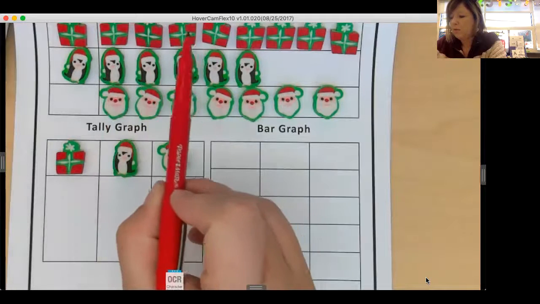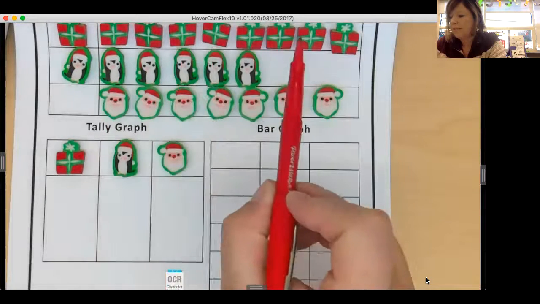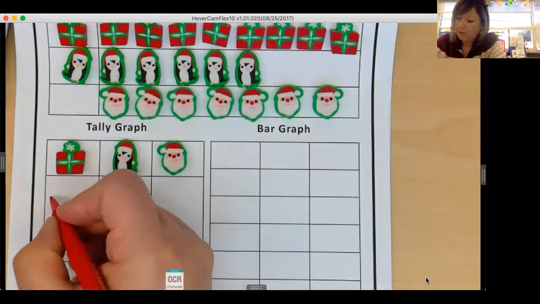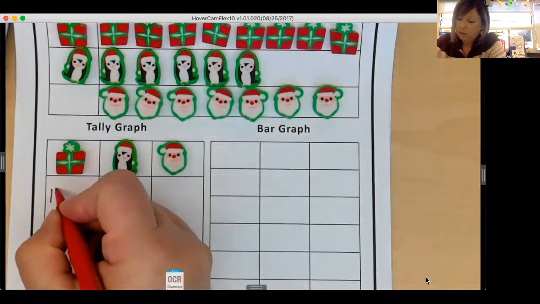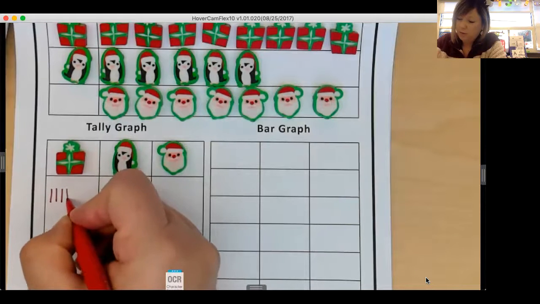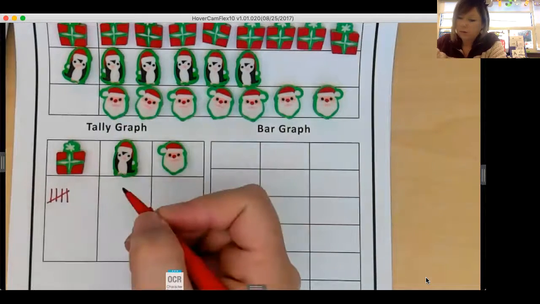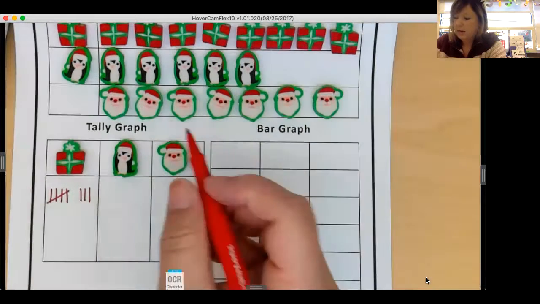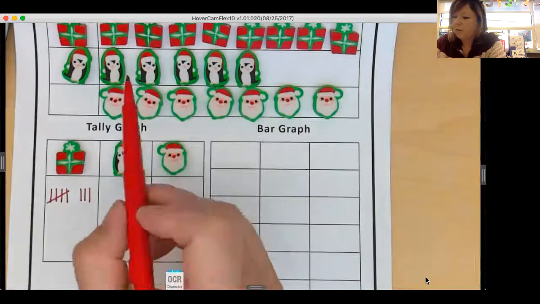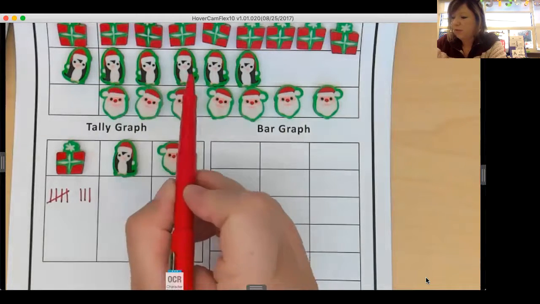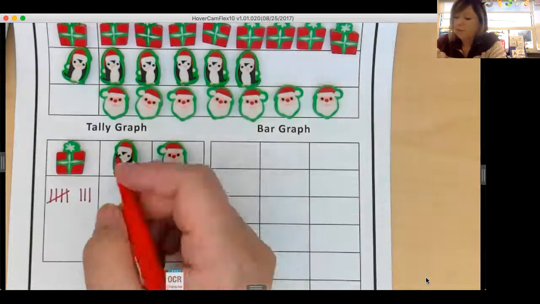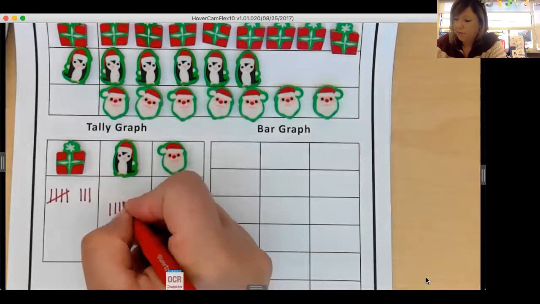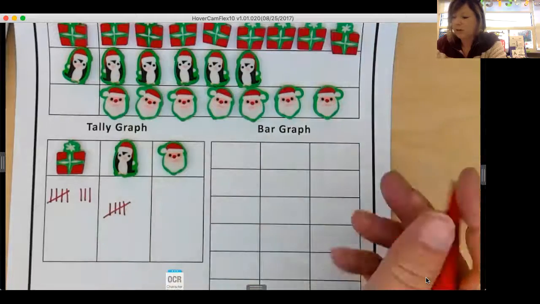1, 2, 3, 4, 5, 6, 7, 8. So we're going to do 8 tallies. Count with me. 1, 2, 3, 4, 5, closes the door, 6, 7, 8. All right, let's count how many penguins we have. 1, 2, 3, 4, 5. So we make 5 tally marks. 1, 2, 3, 4, 5, closes the door.